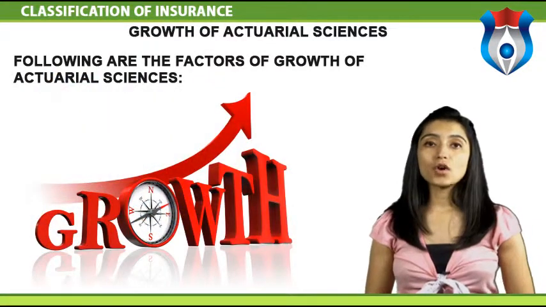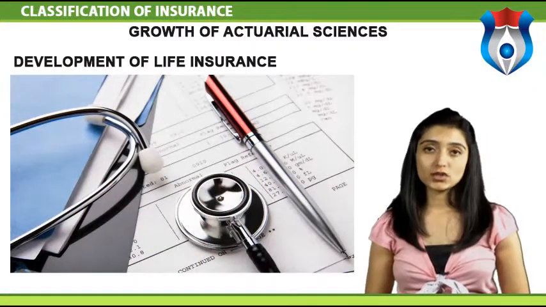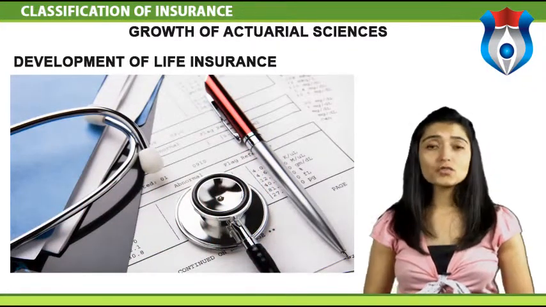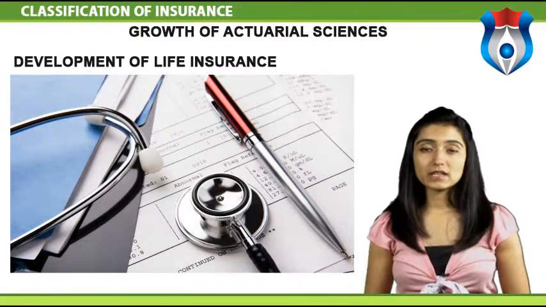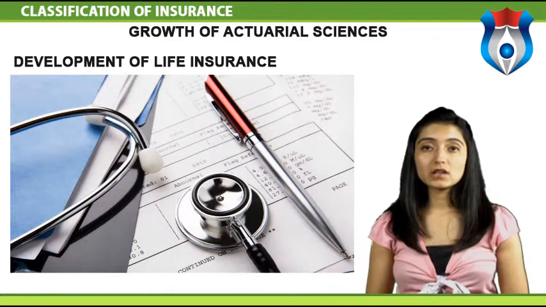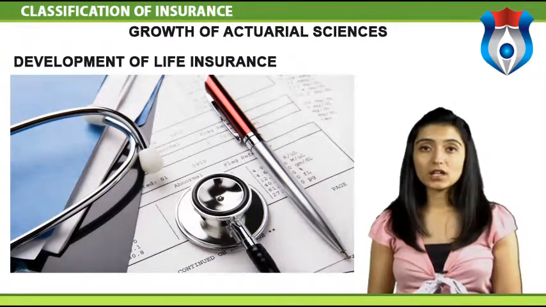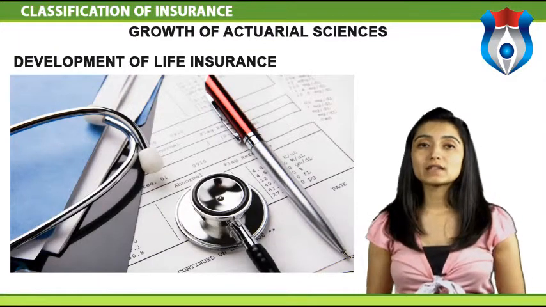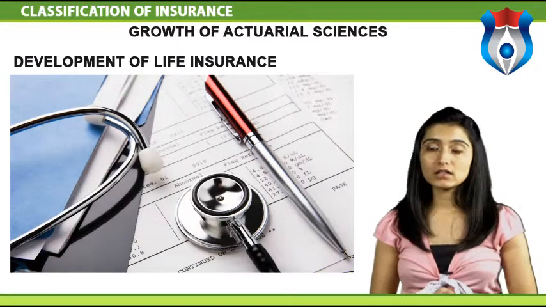Following are the factors of growth of actuarial sciences. Development of life insurance. History of insurance refers to the development of modern business insurance against risks, especially regarding ships, cargo and buildings, property and fire, death, life insurance, automobile accidents, auto, and the cost of medical treatment, health insurance.